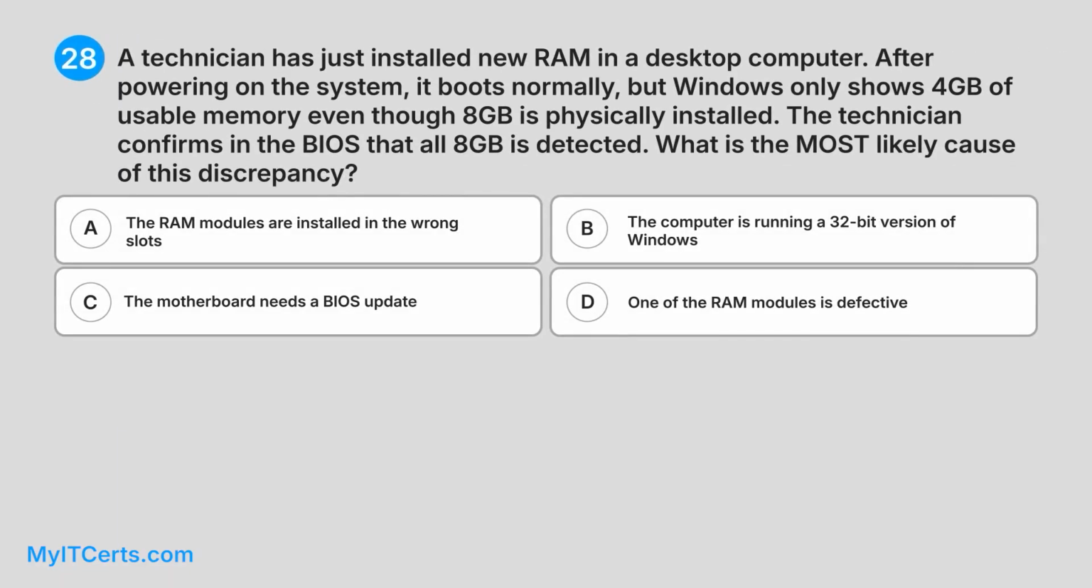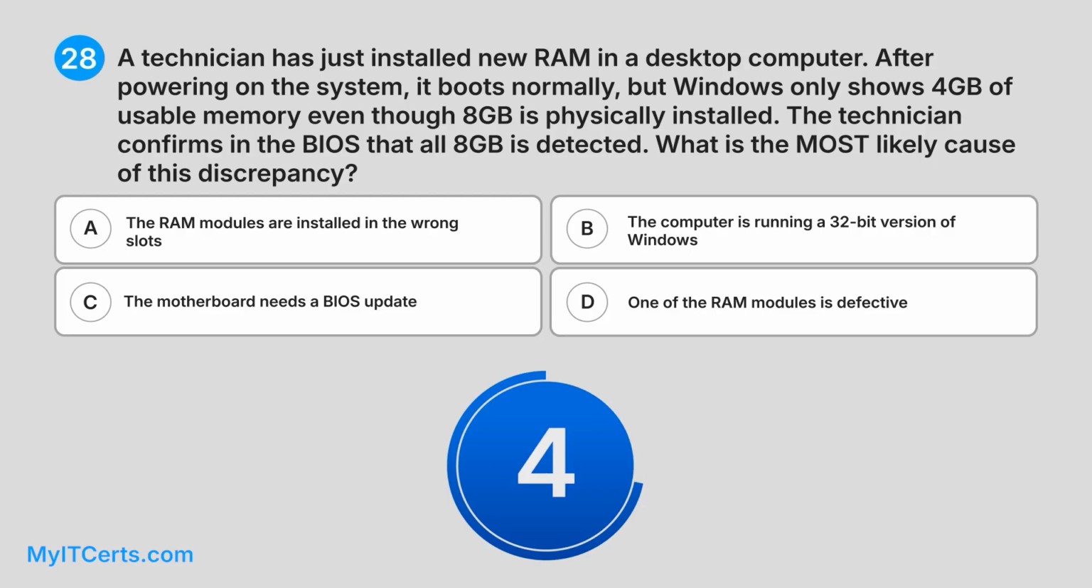28. A technician has just installed new RAM in a desktop computer. After powering on the system, it boots normally, but Windows only shows 4 GB of usable memory, even though 8 GB is physically installed. The technician confirms in the BIOS that all 8 GB is detected. What is the most likely cause of this discrepancy? A. The RAM modules are installed in the wrong slots. B. The computer is running a 32-bit version of Windows. C. The motherboard needs a BIOS update. D. One of the RAM modules is defective. Can you guess the answer?